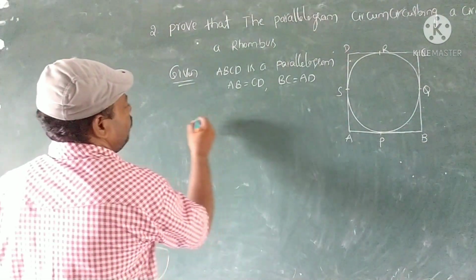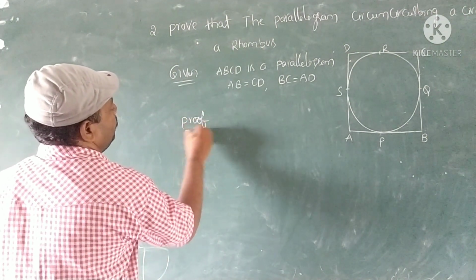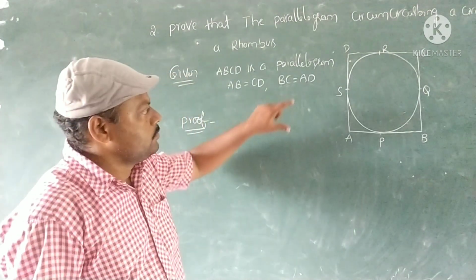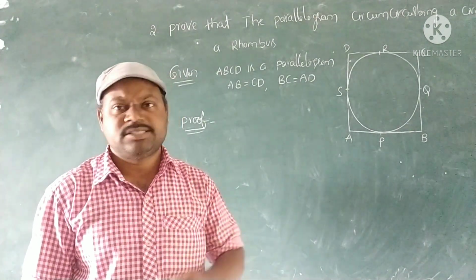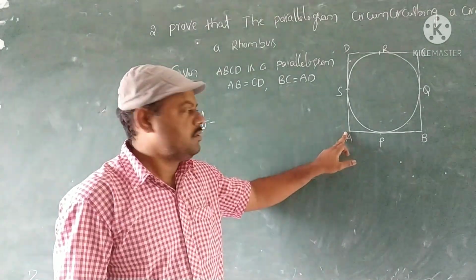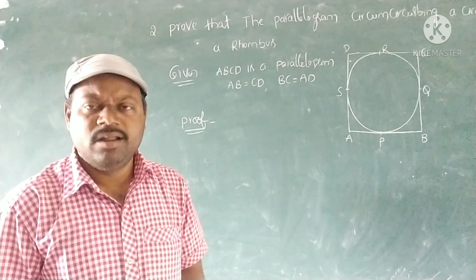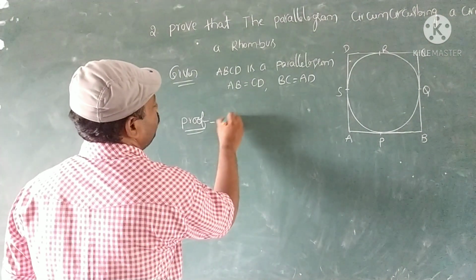In the proof, the same concept, the same process. So A is the outside point of the circle. So AB equals AS. The lengths of the tangents drawn from an external point are equal. So A is the outside point.